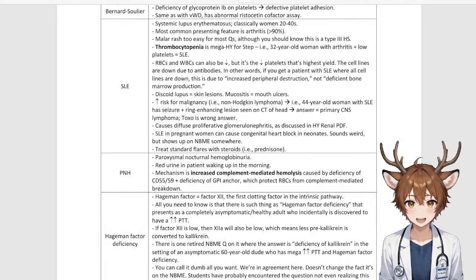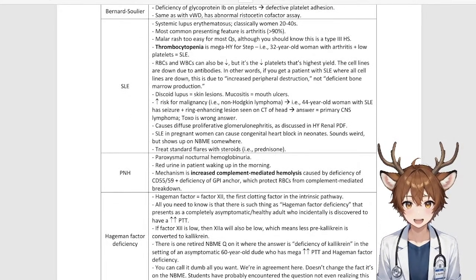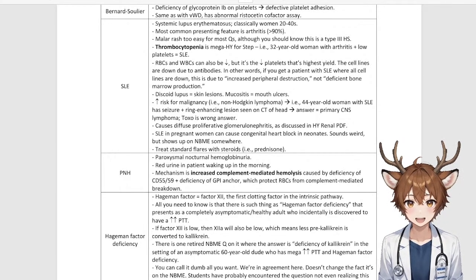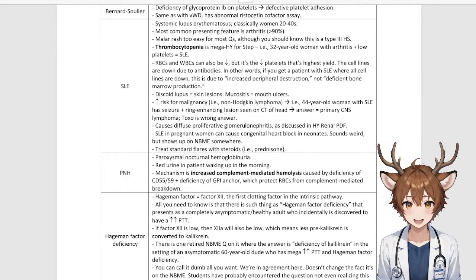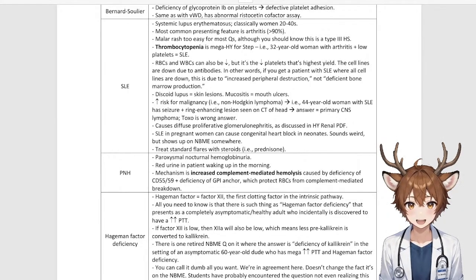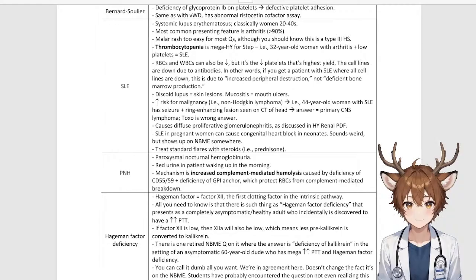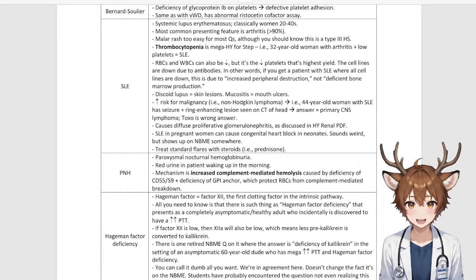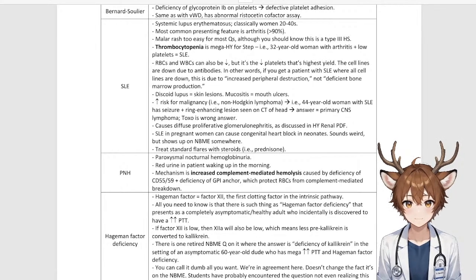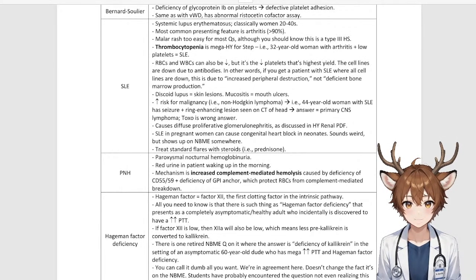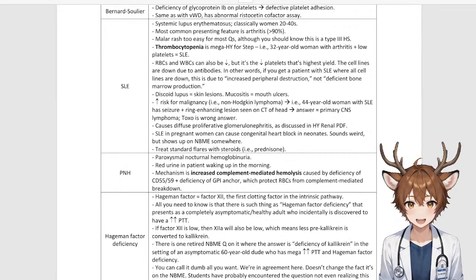Lupus, systemic lupus erythematosus, classically women in their 20s or 40s. Most common presenting feature is arthritis, greater than 90%. Malar rash is too easy for most questions, although you should know that this is a type 3 hypersensitivity reaction. Thrombocytopenia is mega high yield for Step: that is to say, a 32-year-old woman with arthritis plus low platelets is lupus. Again, a 32-year-old woman with arthritis and low platelets, think about lupus.